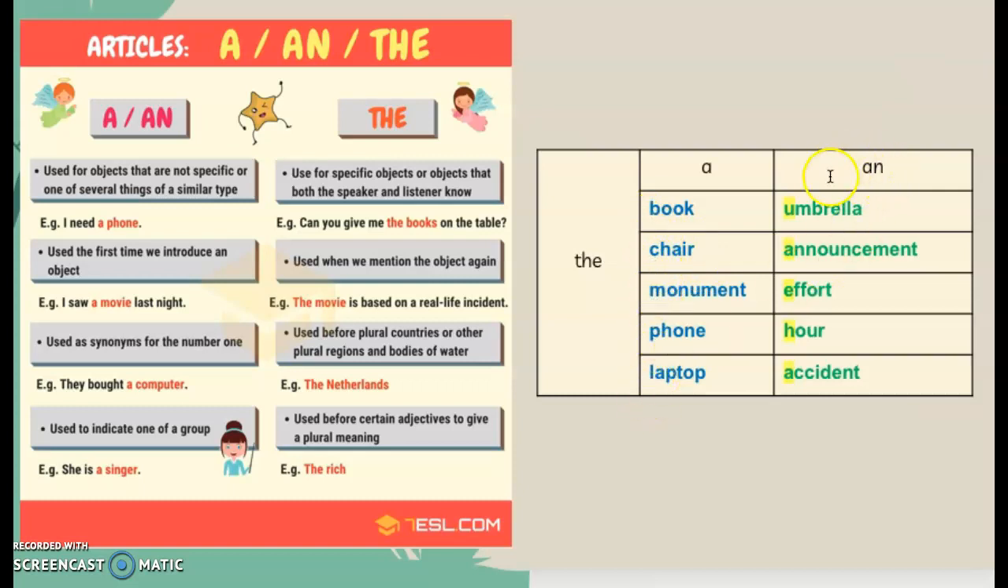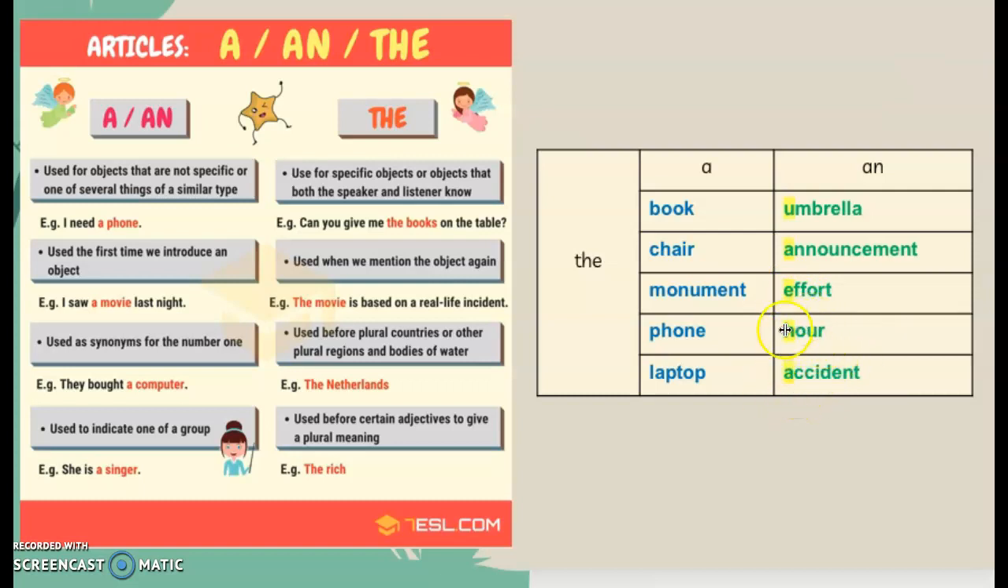Whereby for an, we use it to show a singular noun for a word that has an initial letter that starts with A, E, I, O, U. You see umbrella, it starts with letter U. Announcement, it starts with A. Effort, it starts with E. Accident, it starts with A.